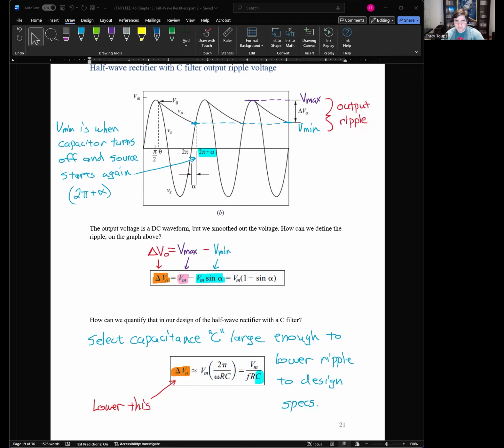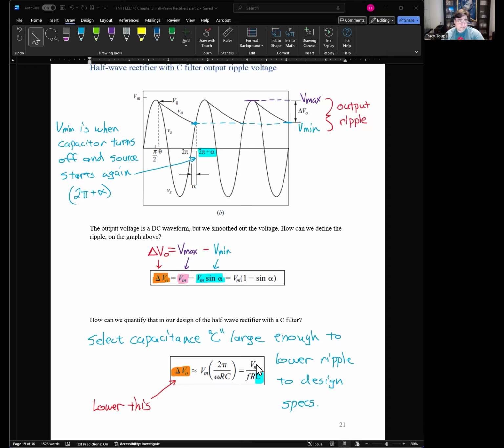And have a rectifier with the C filter. So at the end of the day, V out is that 5 volts, whatever the customer says. It's roughly equal to, and it's close enough, VM 2 pi divided by omega RC. 2 pi divided by omega can be converted to frequency, and at the end of the day the output ripple delta V out is equal to VM over F times R times C.